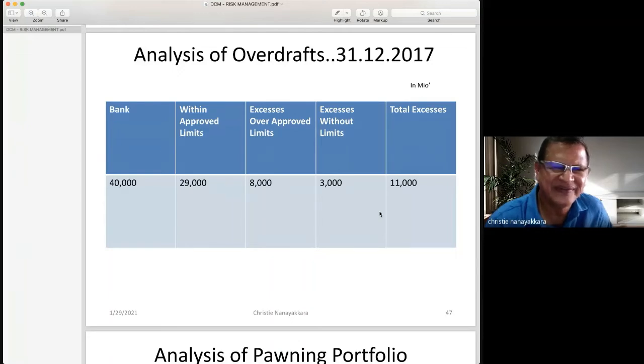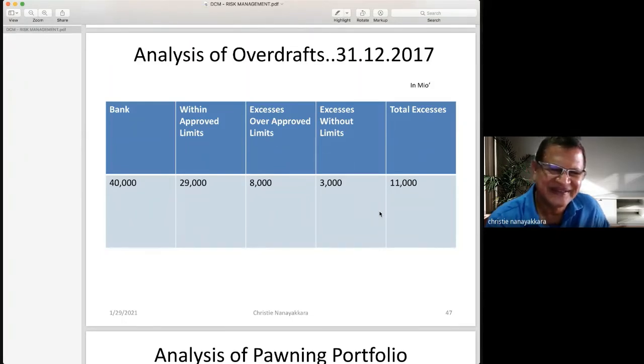Now, we take one product of the bank in the loan section, the overdraft. This particular bank, I told you, originally had 100 billion in loans and advances. So we say out of which 40 billion is given as overdraft. Overdrafts you can also categorize into various buckets, like any customer who is operating within limits. Now, out of this 40 billion, 29 billion is operated within limits. Those customers don't do excesses.